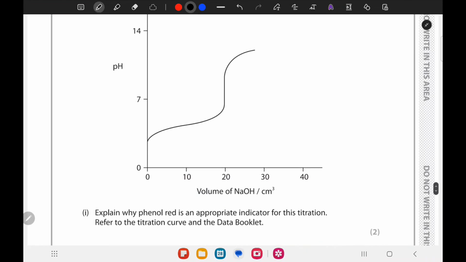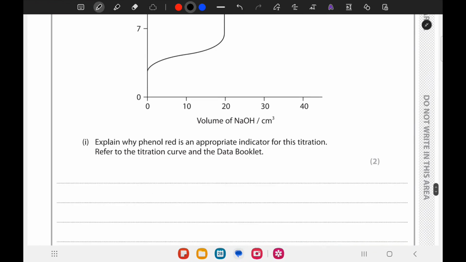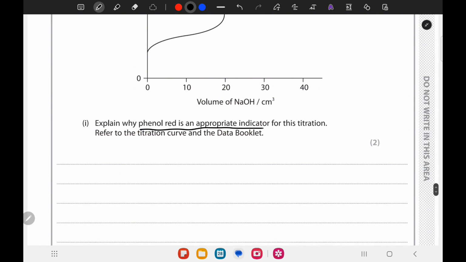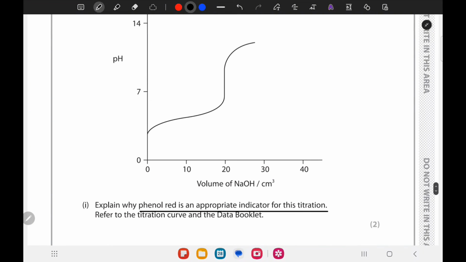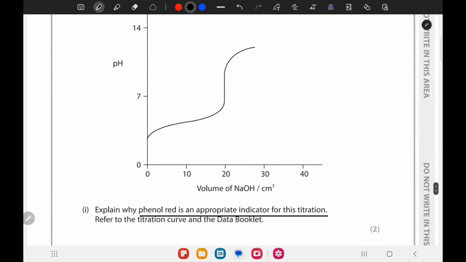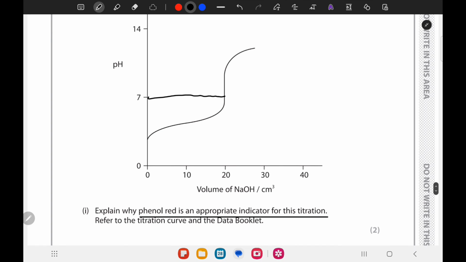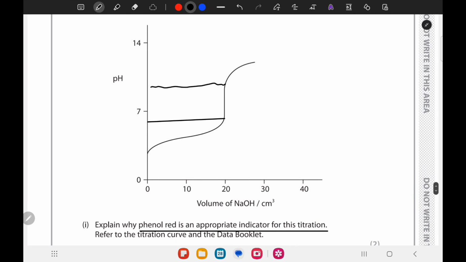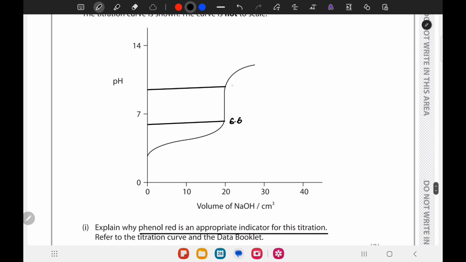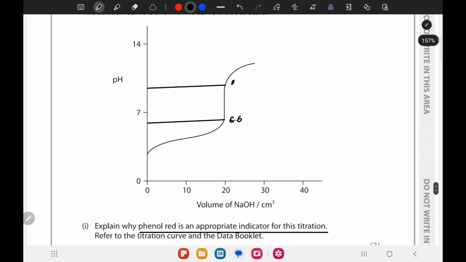Now for part B, we have a titration curve over here. We have to explain why phenol red is an appropriate indicator for this titration. The vertical section of this graph is from around 7 or somewhere below 7 up to around 9 or 10. So around 6.5 or 6.6 to around 9 or 10. This is the vertical section over here.